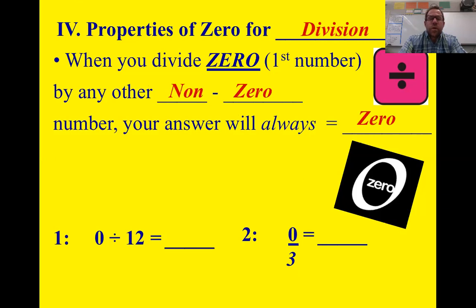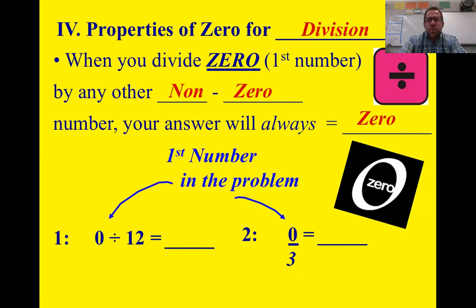Okay, so let me go over that again. When the first number in the problem is 0 and you divide, then your answer is 0. Okay, 0 divided by 12 is 0. 0 divided by 3, if we write it like a fraction, it's still 0. That's when 0 is the first number. Okay, so some of you are thinking, oh, well, that's easy. It is. But now the next rule is where Math 1 students goof it up.